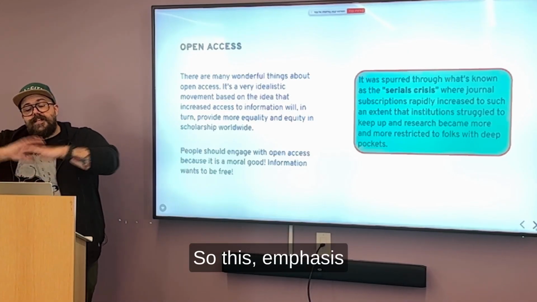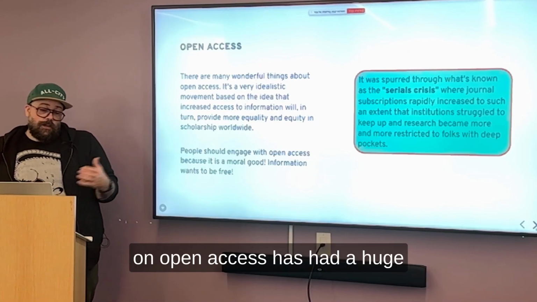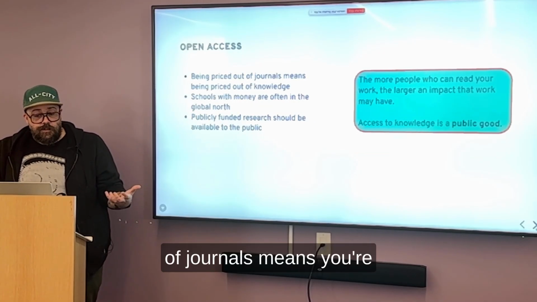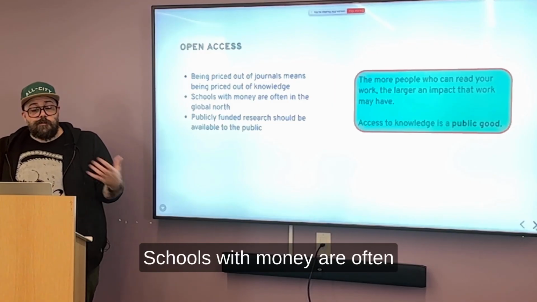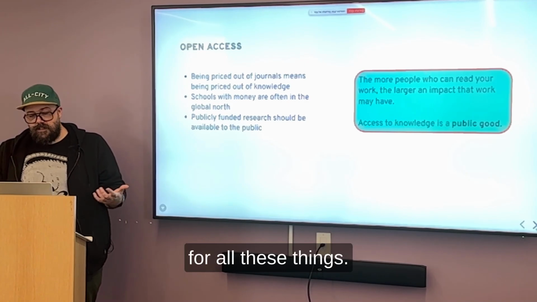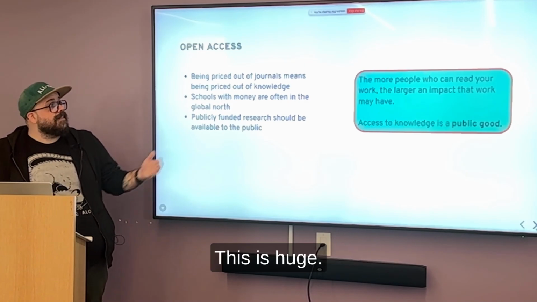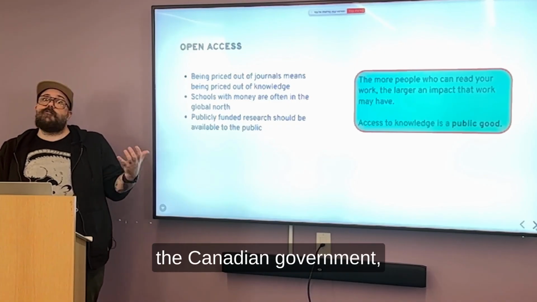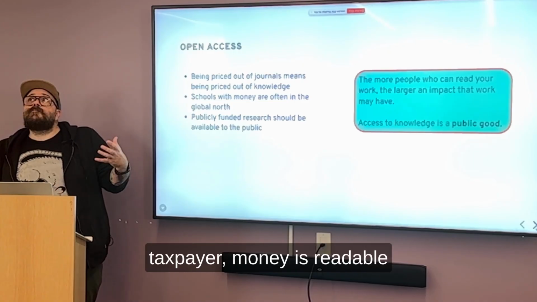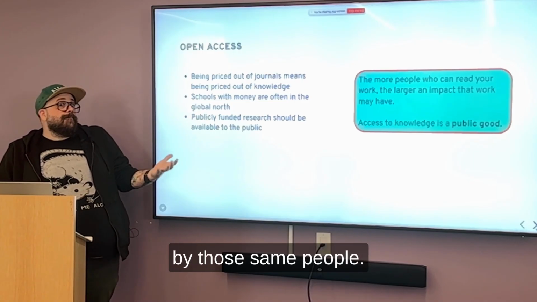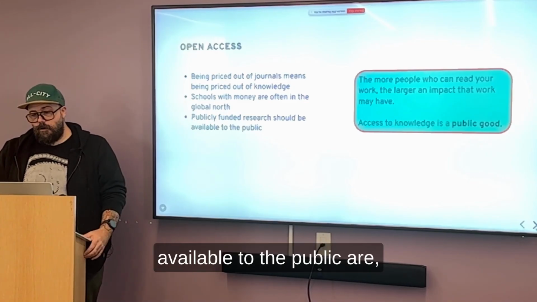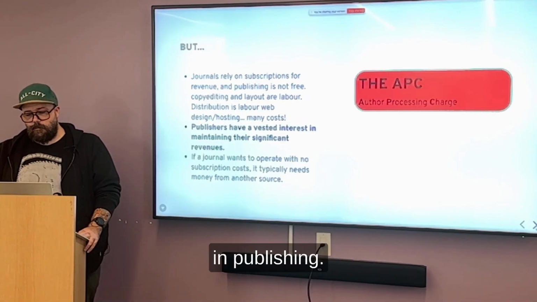So this emphasis on open access has had a huge influence on the publishing industry. Being priced out of journals means you're priced out of knowledge. Schools with money are often in the global north. Schools in the global south have a hard time paying for all these things. Publicly funded research should be available to the public. This is huge. If you get a grant from the Canadian government, the tri-agency, they want to make sure that taxpayer money is readable by those same people. So these rules about publicly funded research being available to the public are definitely important in publishing.